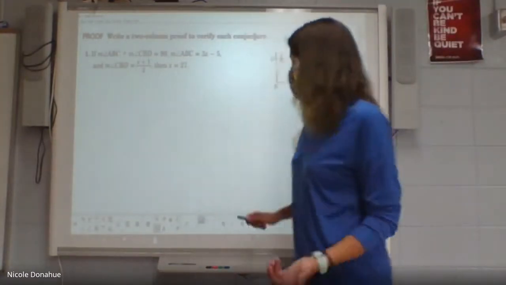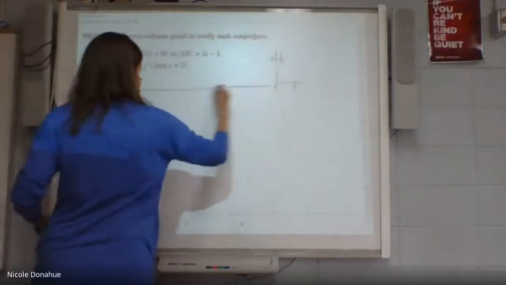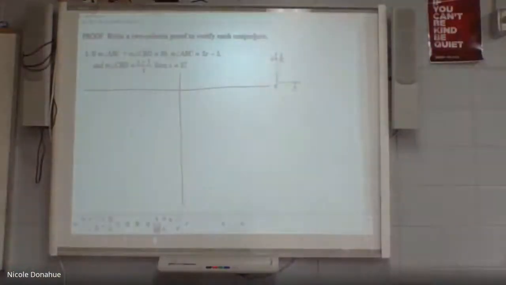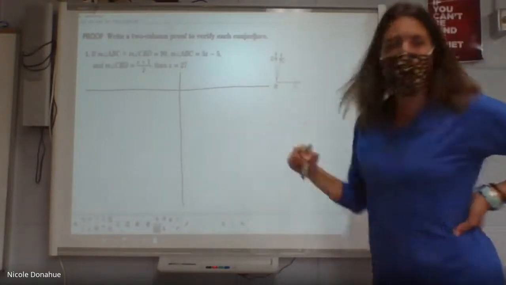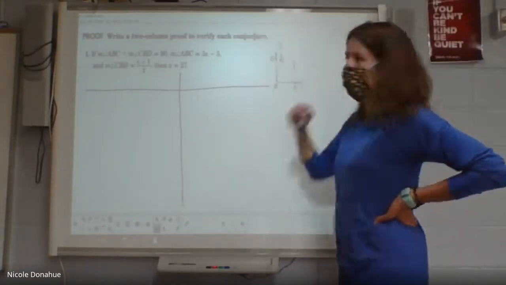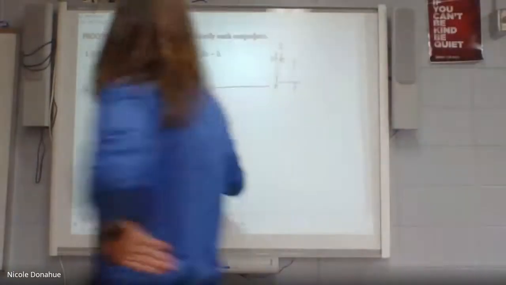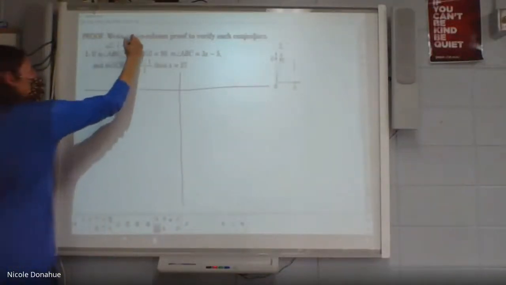So again, they want us to do a 2-column proof, so we'll set that up. So statements, reasons. Again, I'm going to switch it though, so we can make it a little bit easier on ourselves. I'm going to call the big one angle 1 and the little one angle 2, rather than having to call it angle ABC and CBD, and it sounds like I'm selling something.